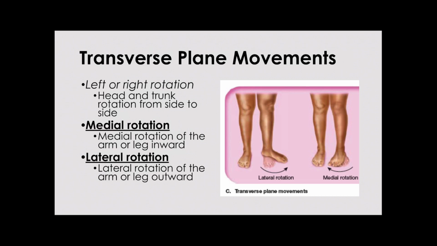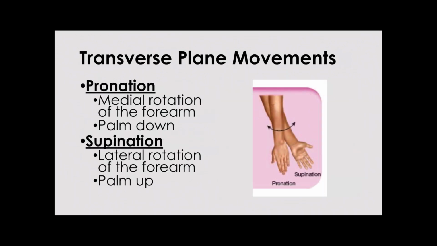So you have medial and lateral. So medial rotation is when you are medially rotating your arm or leg. So this is going towards the center of your body. Lateral is going away from the center of your body, so it's going outward. Medial, you're going inward. Lateral, you're going outward.